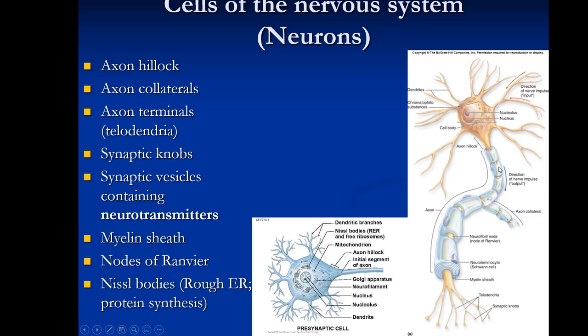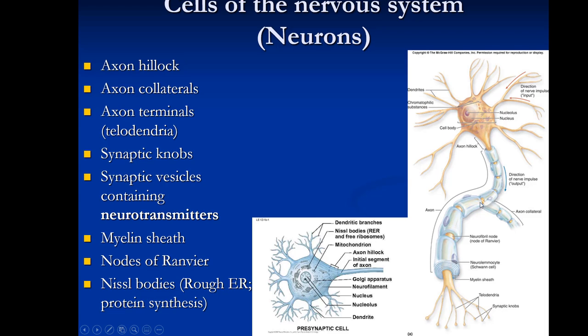Other features to be aware of. Notice that the axon in this picture is covered with something, and that white stuff is called the myelin sheath. The myelin sheath is an insulation layer around axons. It's not found on dendrites or the cell body. It's only on axons, and it's not every neuron that has this. Only certain neurons have this myelin sheath, and we call them myelinated neurons.